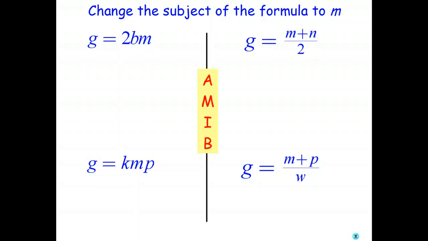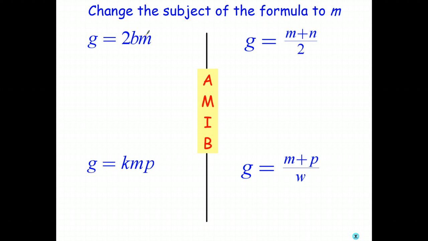Good morning. This is going to be changing the subject of a formula, video number 2. We've already shown you how to change the subject of formulas for one-step equations and some simple two-step equations, so this will just be a continuation of that. Looking at the one in the upper left, we've got G equals 2bm, or 2 times b times m. We want to make m the subject of the formula.